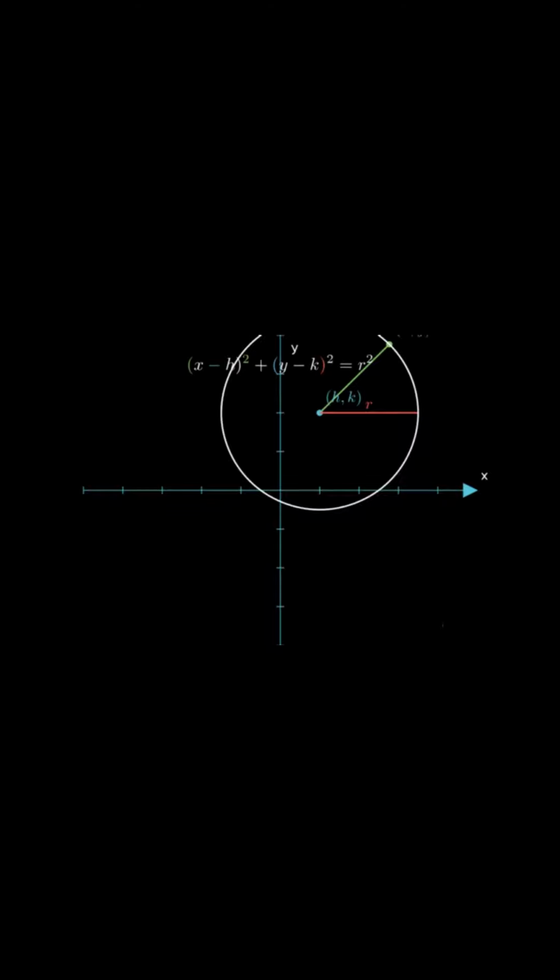For our specific circle with center at (1, 2) and radius 2.5, we can substitute these values into the general equation.